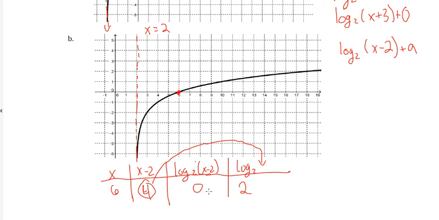And you notice that I have to add 2, sorry, not add 2, I have to subtract 2 to get to where I need to go. So that means that I am shifting my whole function down. I end up with log base 2 of x minus 2, minus 2, like that. And there we're done.